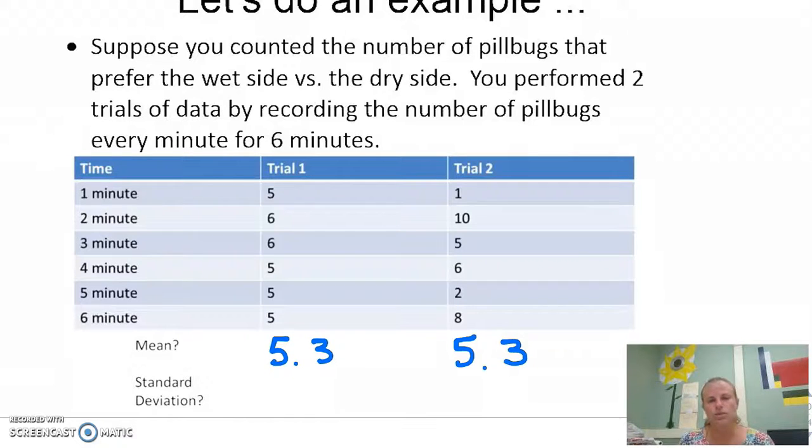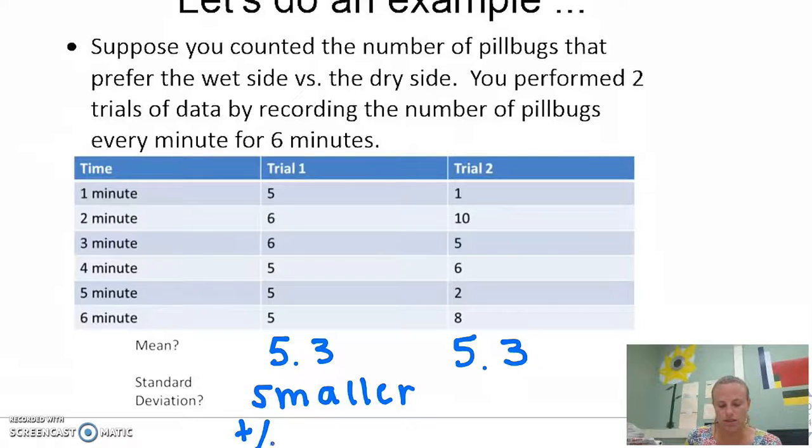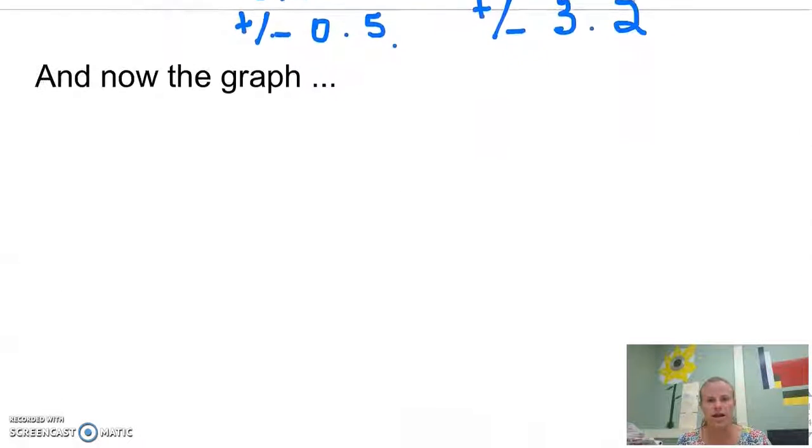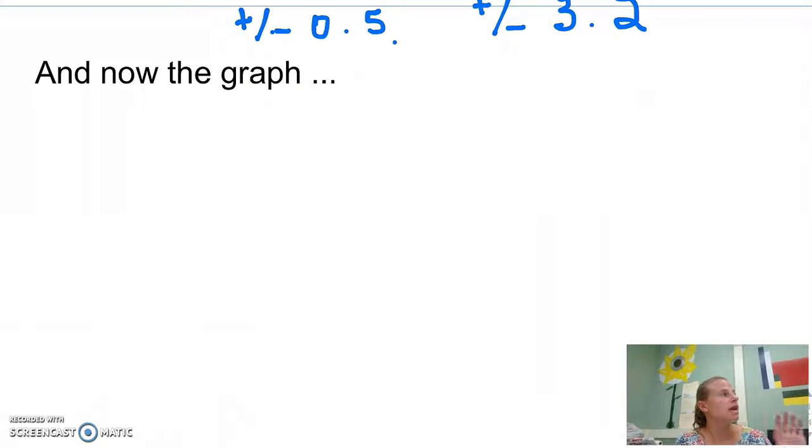And now, what would you expect the standard deviation to be between trial 1 and trial 2? That's right, this should have a much smaller standard deviation, meaning the numbers range less from the average. And if you calculate it, it actually comes out to about 0.5. If you calculate this over here, it's 3 point something. I'm going to just say it's 3.2.